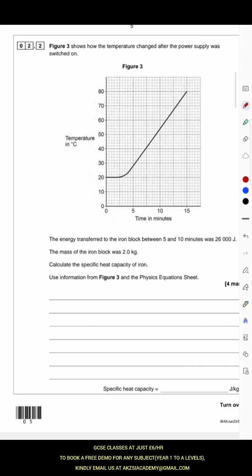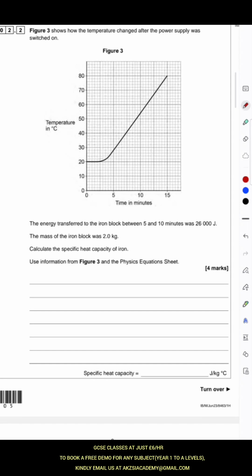2.2. It shows how the temperature changed after the power supply was switched on. The energy transferred to the iron block between 5 to 10 minutes was 26,000 joules. The mass of the iron block was 2 kg. Calculate the specific heat capacity of iron. See, the thermal energy is equal to mcΔT.